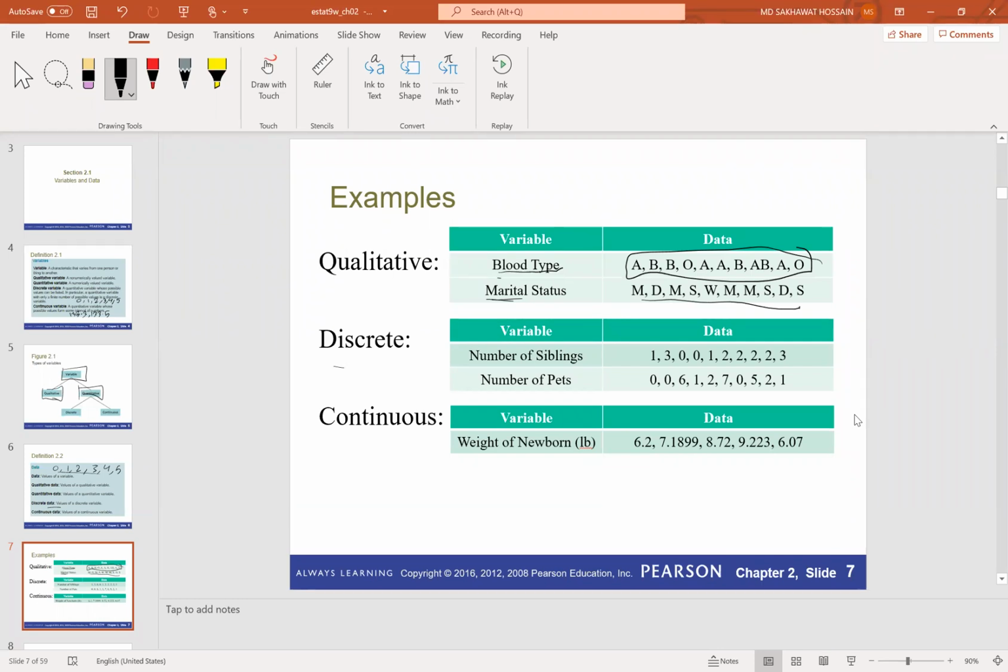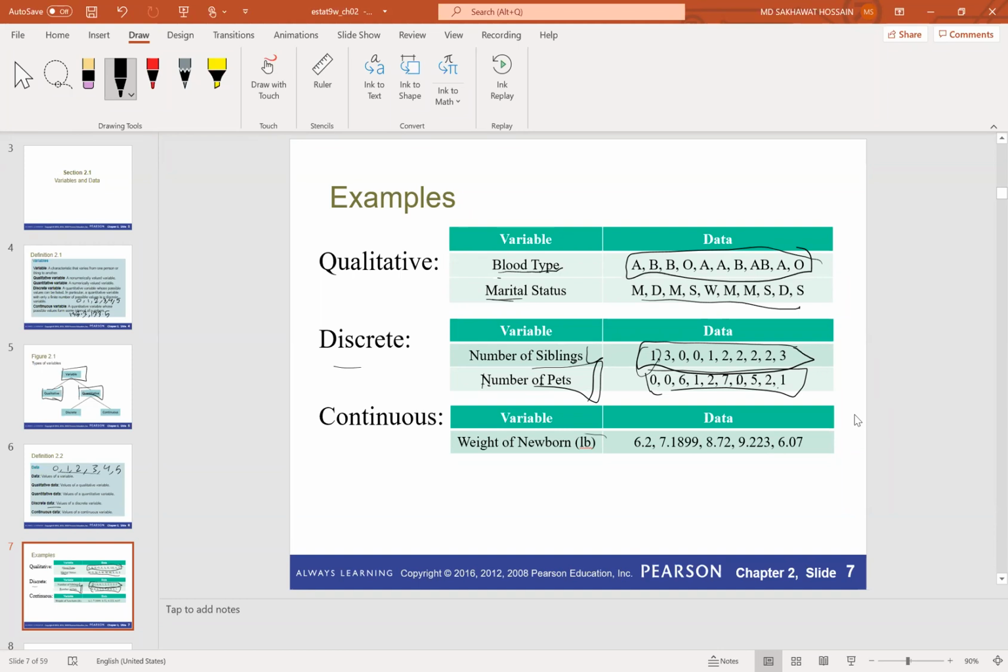And we also have discrete variables. We have two discrete variables here: number of siblings, and these are the corresponding numbers of siblings. The first one is 1, second one is 3, then 0. These are the values of this variable, so this is called the data for this variable. And this is the number of pets. Here we have the values for this variable, which is called the data for this variable. Since this is a discrete variable, the data is discrete data, right?